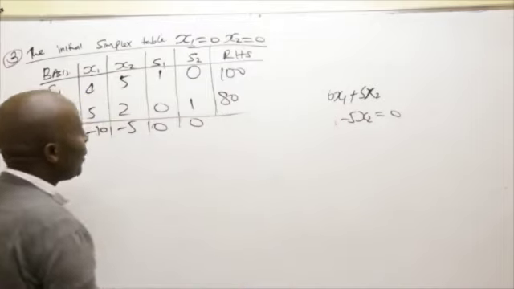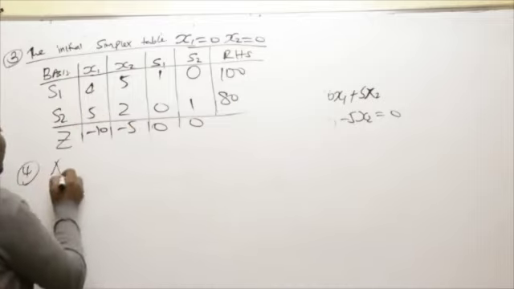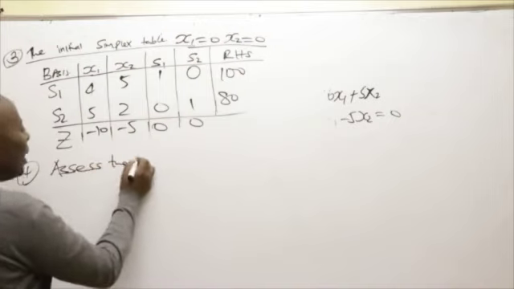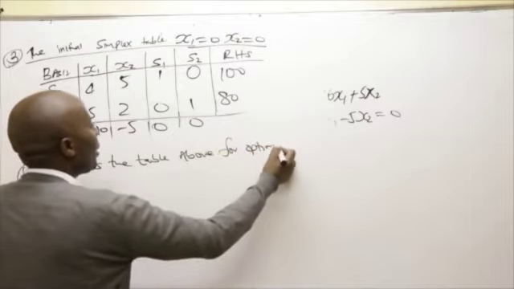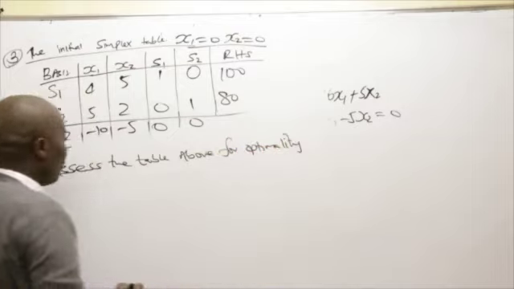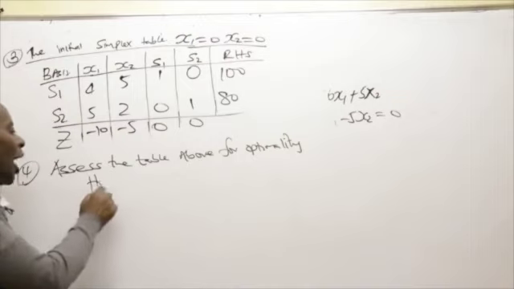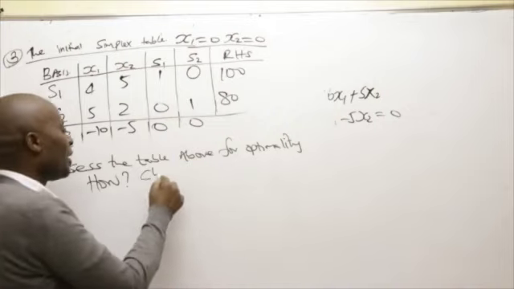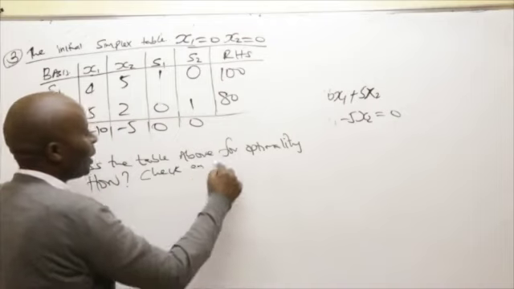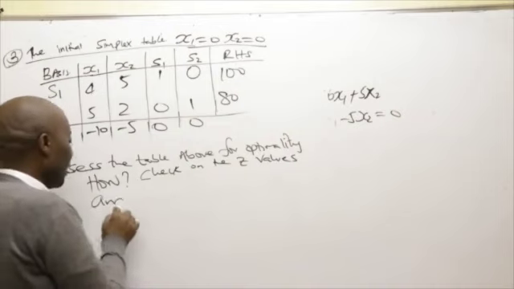Now, ladies and gentlemen, having done that, the next step, number 4, will be for us to assess the table above for optimality. The question is, how should I do that? We check on the Z values.